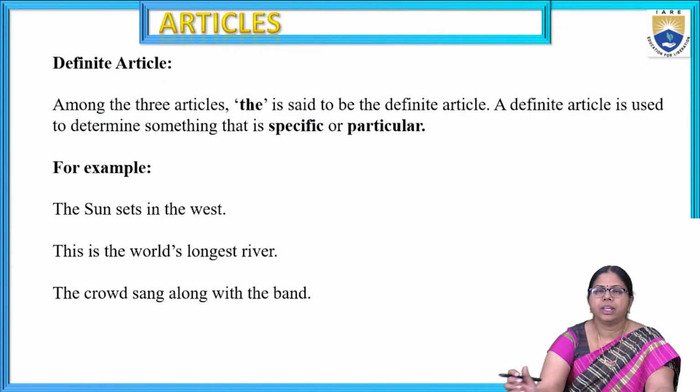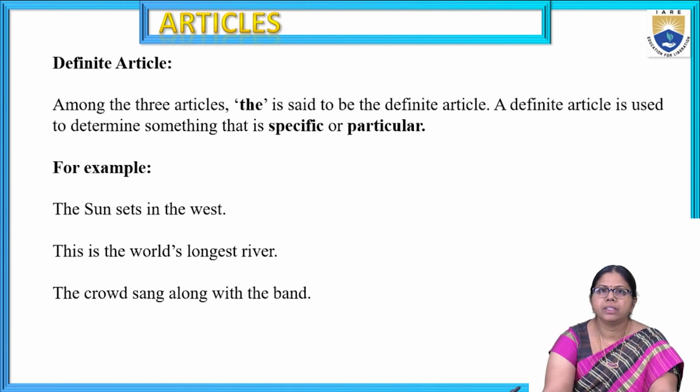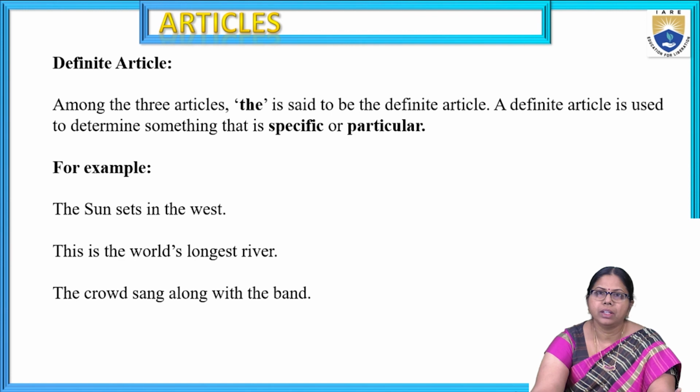So let us go to the next article, that is definite articles. The articles a and an are indefinite articles.